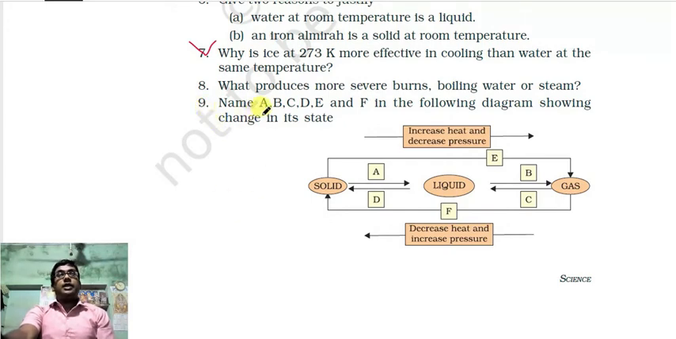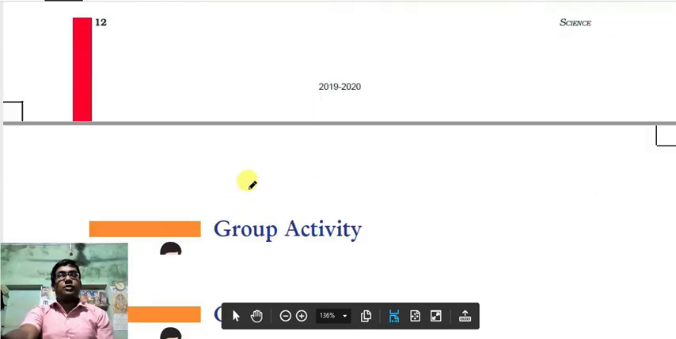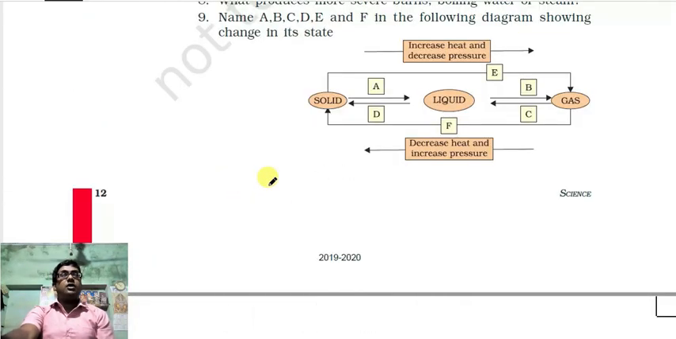Next, question number 9. Name A, B, C, D, E and F in the following diagram showing the change in state. Solid to liquid, this process is known as fusion. Liquid to solid, solidification. Liquid to gas, vaporization. Gas to liquid, condensation. Clear? And solid to gas directly, sublimation. Clear? Those are very important questions. Read those questions properly. So that's all for today.